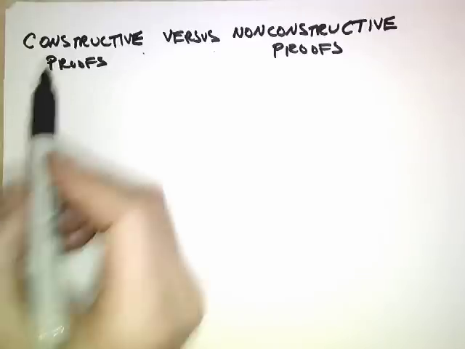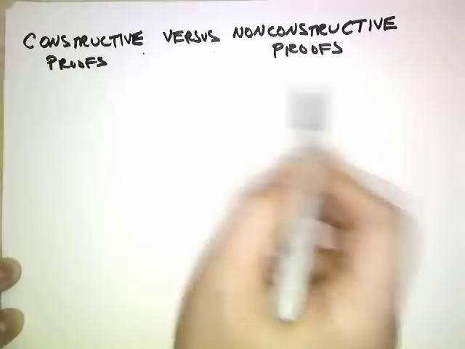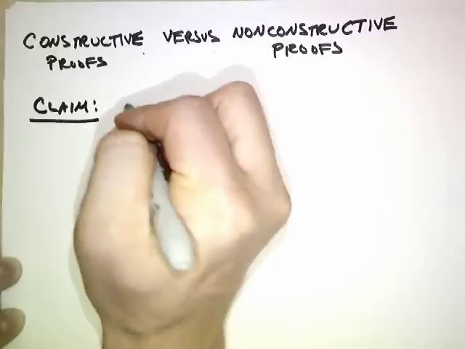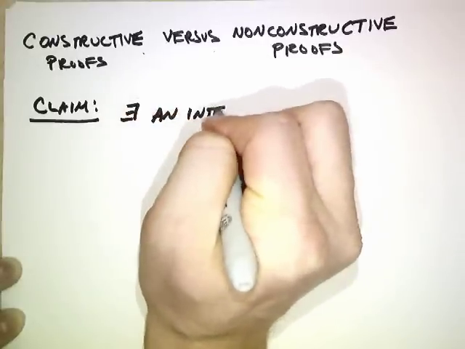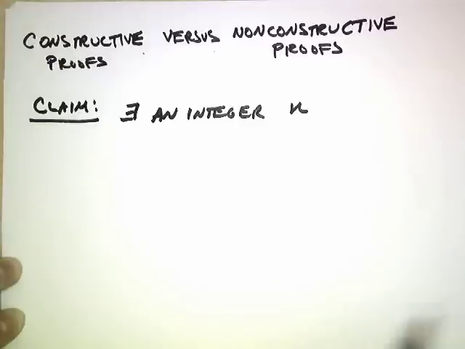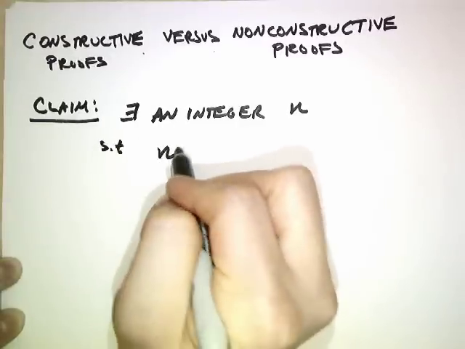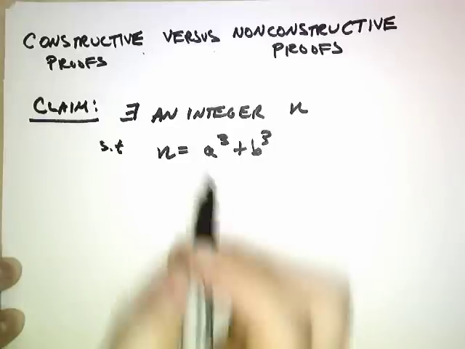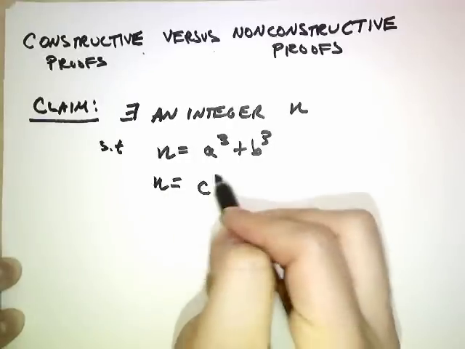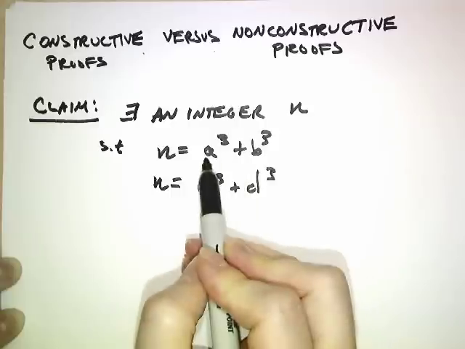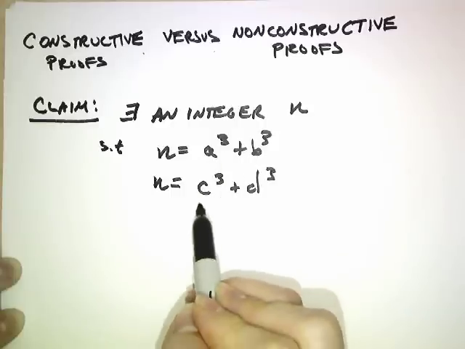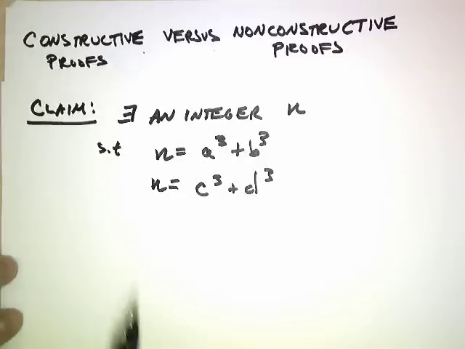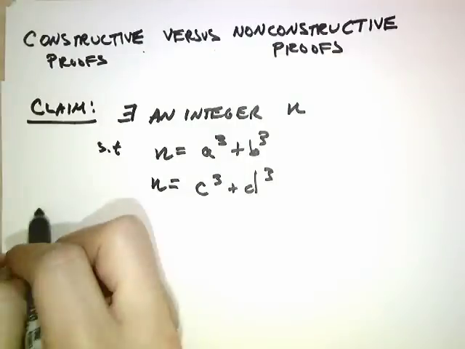I wanted to say something briefly on the difference between constructive proofs and non-constructive proofs. So here's a claim that's from the Rosen book. The claim is there exists an integer n such that n can be written as a cubed plus b cubed, and n can be written as c cubed plus d cubed, where the pair a, b is different from the pair c, d, and a, b, c, and d have to all be integers. So you might be wondering, is this claim true or false? It's true.